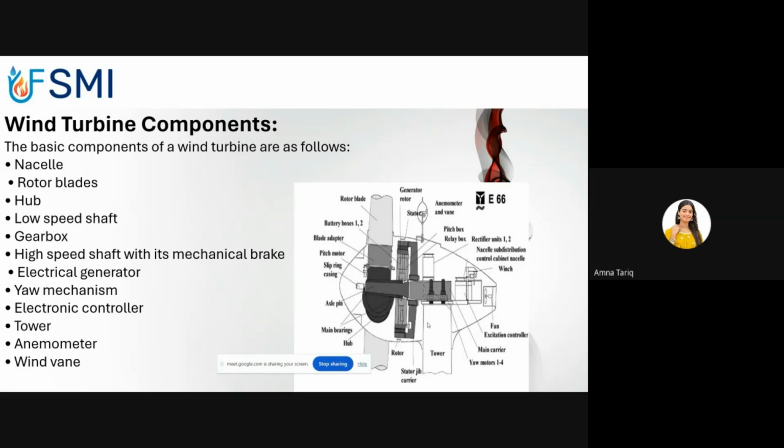Wind vane. It measures wind direction. Okay, it tells us the direction of the wind and directs the yaw drive to the appropriate orientation so that the turbine is properly aligned with respect to the wind direction. These are all the components of wind turbines, and this is very important for construction.